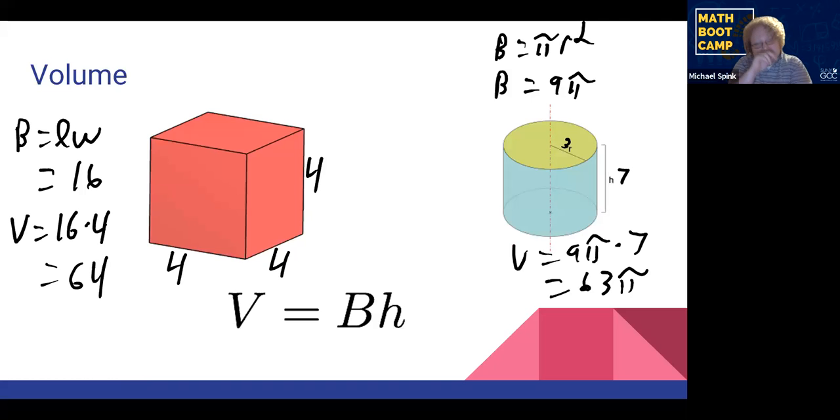Moving on to volume. If surface area is how much wrapping paper we need, volume is just how much we can cram into these shapes. The formula for volume that we're going to follow is that the volume is the big base times the height, the area of the base times the height.